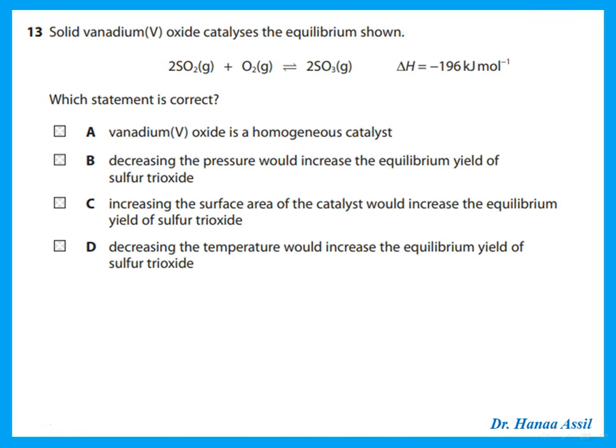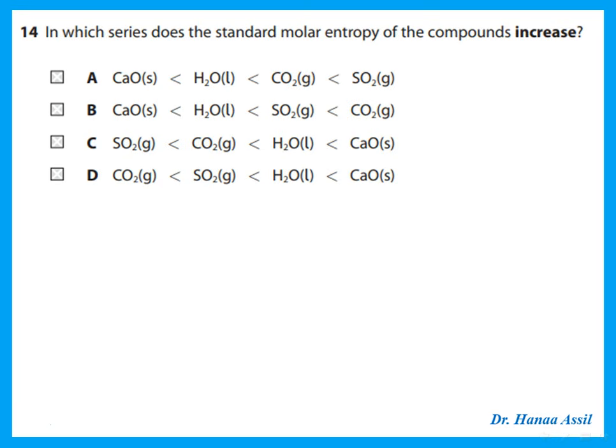Decreasing the temperature would increase the yield of sulfur trioxide. Well, let's see. The delta H is negative, and that means the forward reaction is exothermic, and that means if I decrease the temperature, yes, the equilibrium would shift to the right, so this will increase the yield of sulfur trioxide.